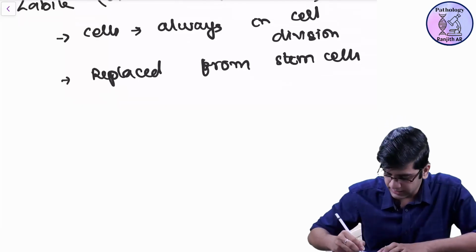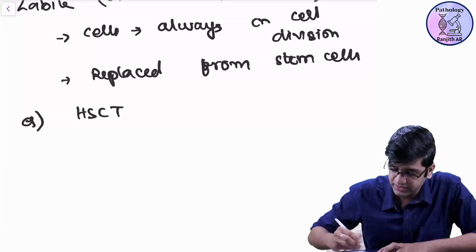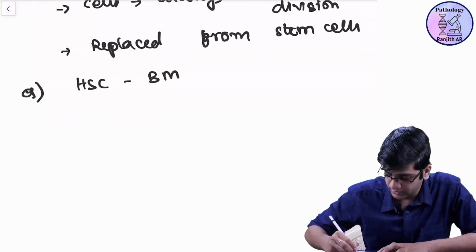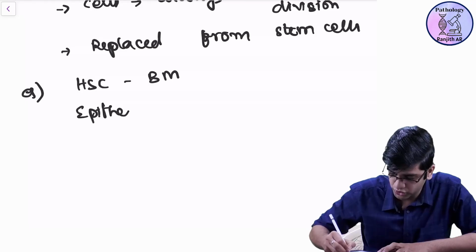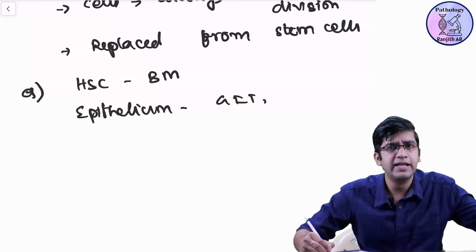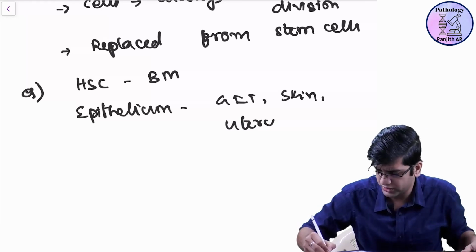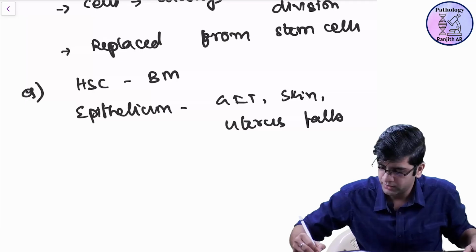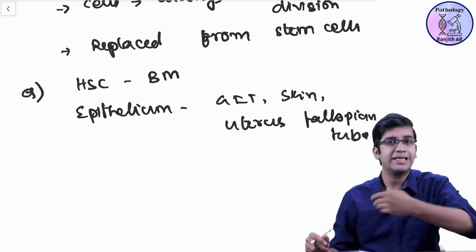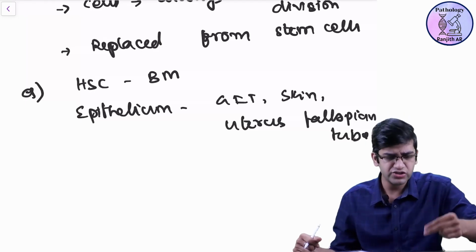What are the examples of continuously dividing cells? The major ones are hematopoietic stem cells in the bone marrow. I'm sure you know that. Epithelium of various tissues, surface epithelium of GIT, skin, uterus, fallopian tube, lots. Lots of them will keep on regenerating, right? There's no stimulus required for that. When it's lost, it'll keep on regenerating.